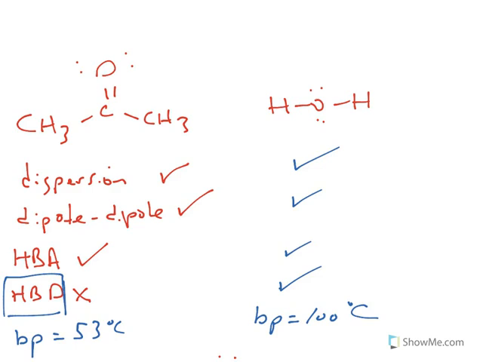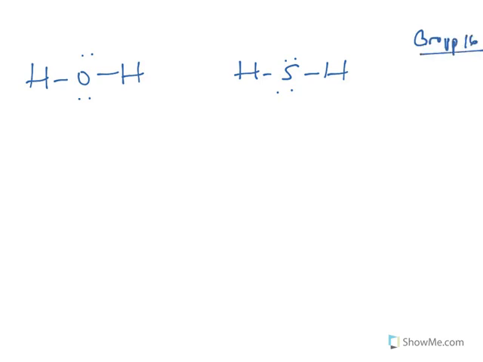All right? So it can even be more dramatic. Let's take a look at water, all right, versus a sulfur analog called hydrogen sulfide. All right? So again, if we look at group 16 on the periodic table, oxygen is at the top, sulfur, selenium, and, oh goodness, what's below that? Telluride, tellurium. All right.